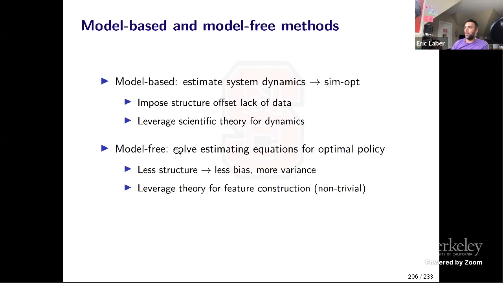When you talk about model-free, I mean you solve estimating equations for the optimal policy without estimating the dynamics. So you're imposing less structure, which is potentially good, but then you're also potentially having more variance. So you're trading bias for variance. And it's harder to leverage the theory in these kinds of problems. You can obviously leverage theory for feature construction, so maybe they can tell you what factors are important or what interactions, or you can try to use some of these disease dynamics models to infer what features might be important, but it's not very easy, and it's not so clear cut as if they're telling you what the model is up to a few unknown parameters.